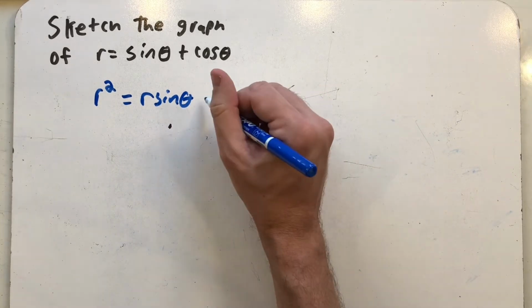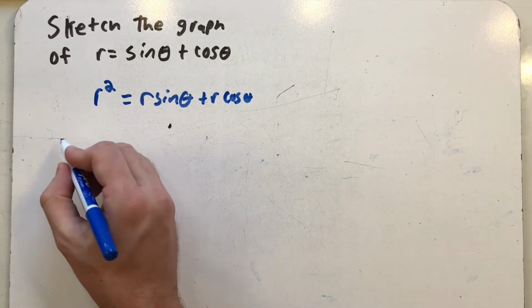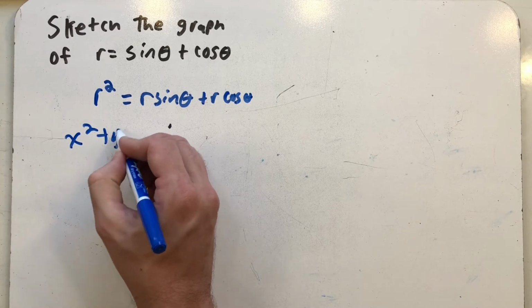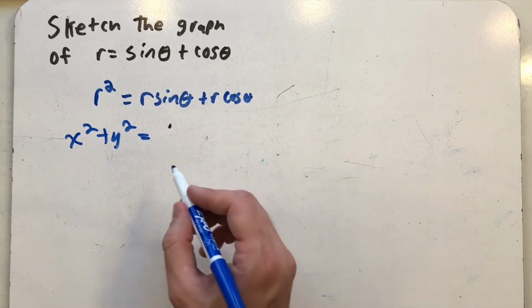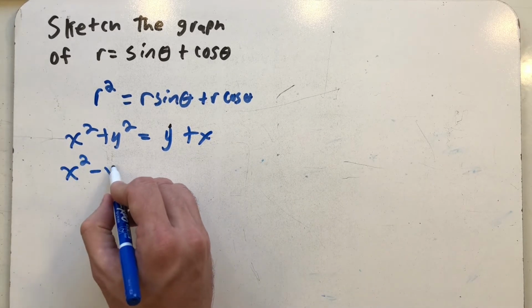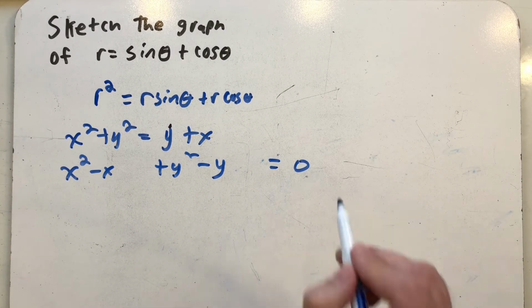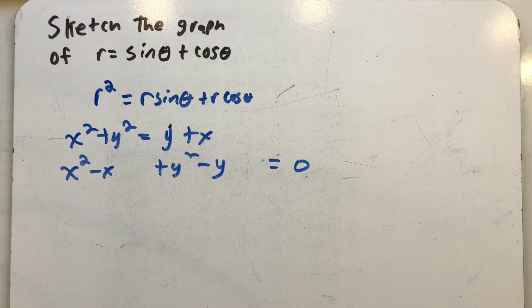And on that right-hand side, I have to distribute the r. And so here I have x squared plus y squared. And on the right-hand side, I have y plus x. Getting everything on one side, I see the equation of a circle in its general form, and I'm going to proceed by completing the square.